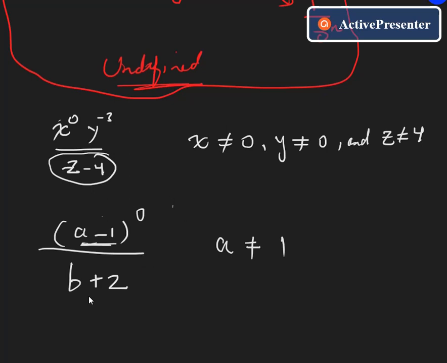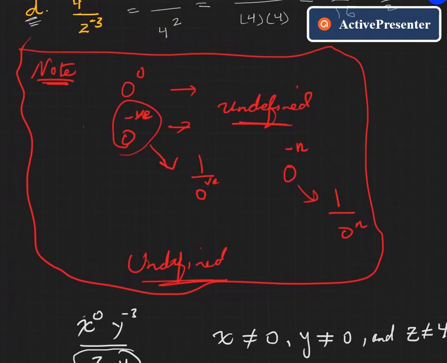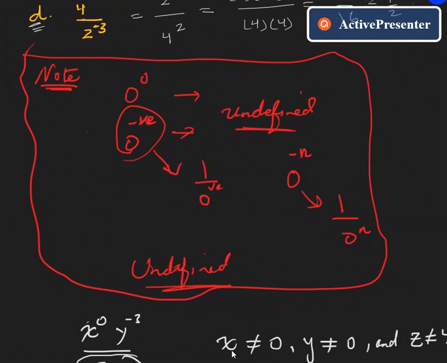Okay, also b here cannot be minus 2, because if you put b here as minus 2, this would be minus 2 plus 2, and we will have 0 here in the denominator, which is unacceptable. So focus please on the note I gave you.